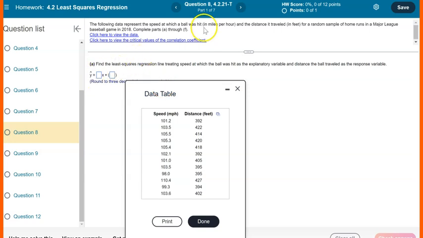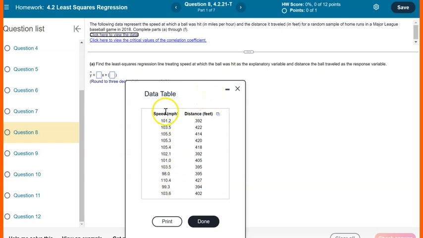Question number 8 from the MyLab Math. The following data represent the speed at which the ball was hit in miles per hour and the distance it traveled in feet. I click this link, click here to view the data, and I see this data table where you have speed and distance, two variables. Speed is measured in miles per hour and distance is measured in feet. Remember that speed is the explanatory variable, distance is the response variable. This is going to be X, this is going to be Y.